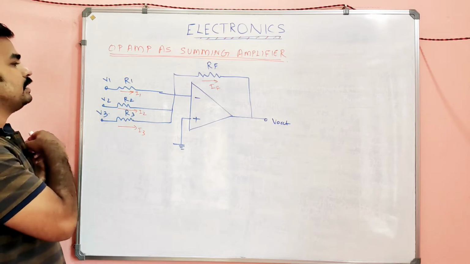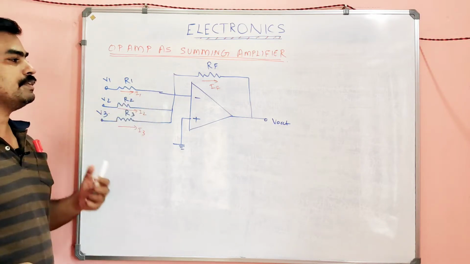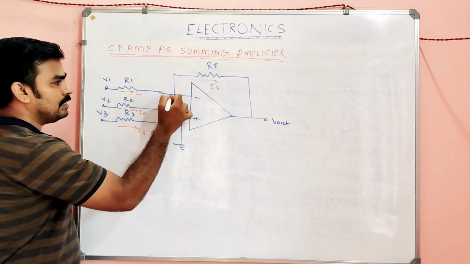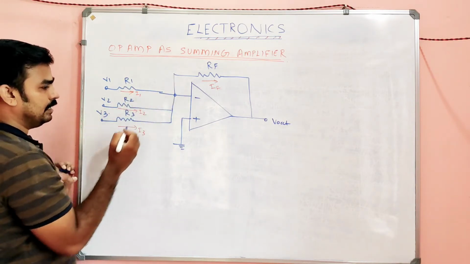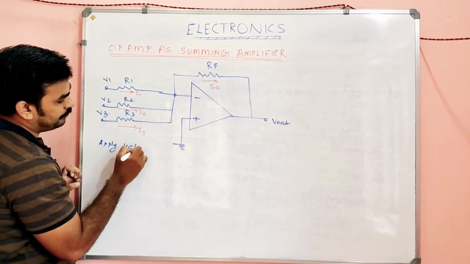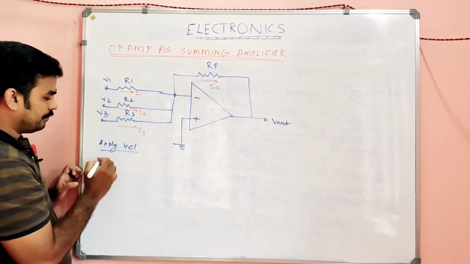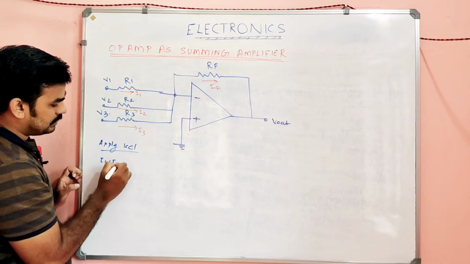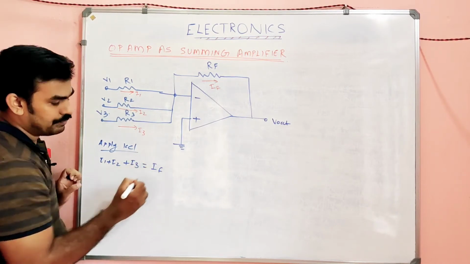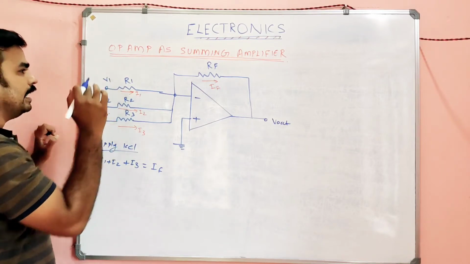Let I1 be the current here, I2 be the current here, and IF be the current here. And I can apply KCL here. So applying KCL, what do I get? I1 plus I2 plus I3 equal to what? IF. Am I right?